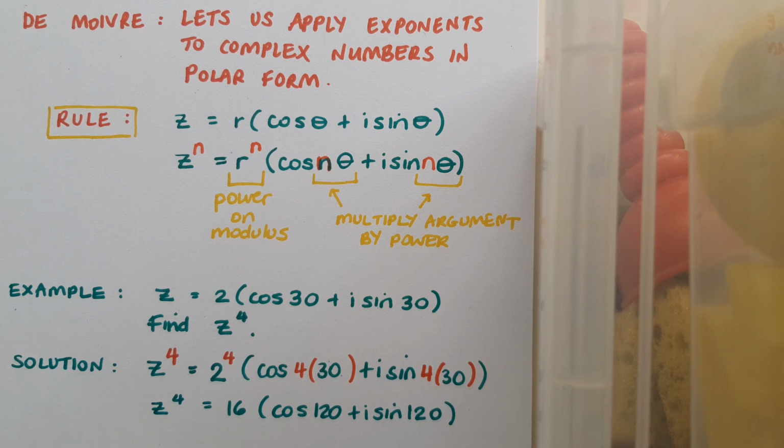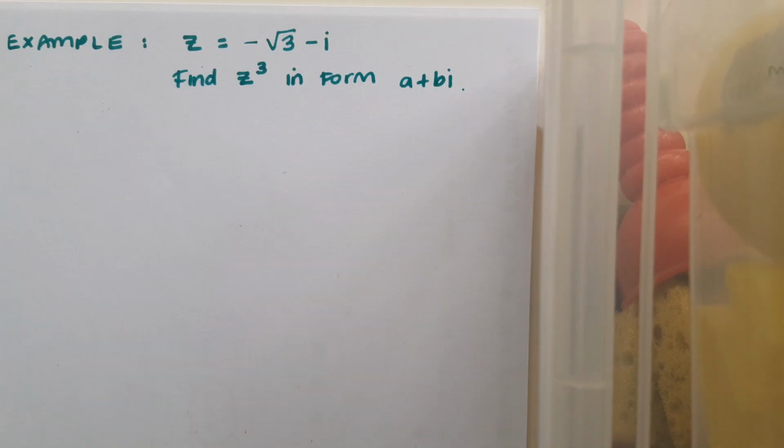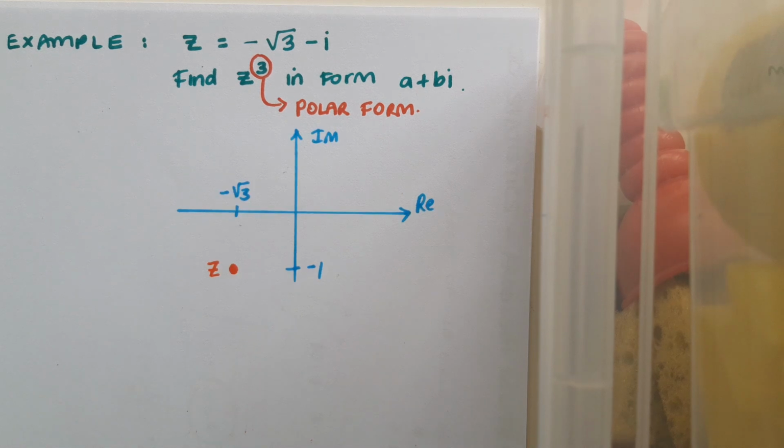So let's look at a second example now that has a little bit more to do. Okay, so in this example, I'm given a complex number. It's minus root 3 minus i, and I want to find z cubed, but I want to find it in the form a plus bi. Right, the minute I see a power on a complex number, I know the best plan is to go into polar form. And in order to do that, I should start off by drawing a sketch of my complex number z. So there's my z, it's in the third quadrant. So I'm expecting in a while that its argument will be somewhere between 180 and 270 degrees, or pi and 3 pi over 2.